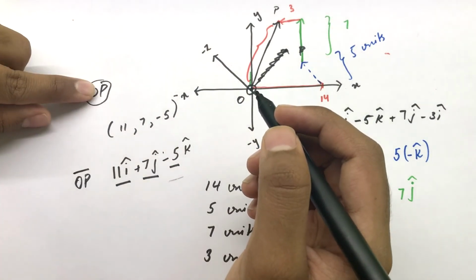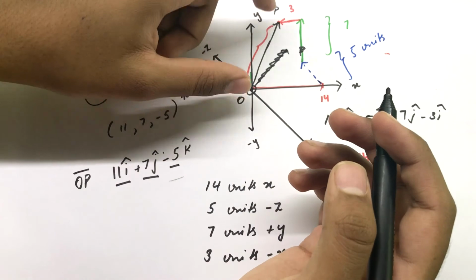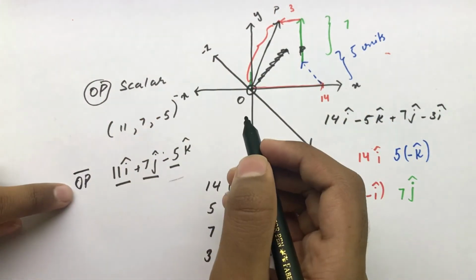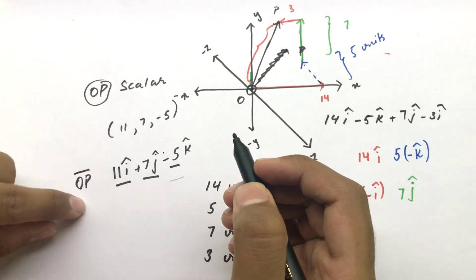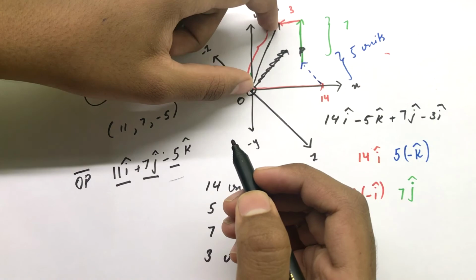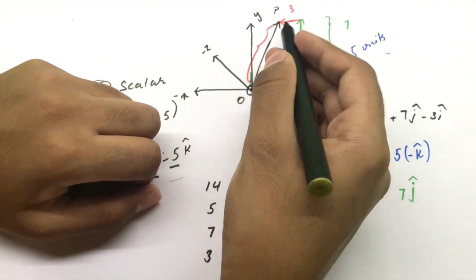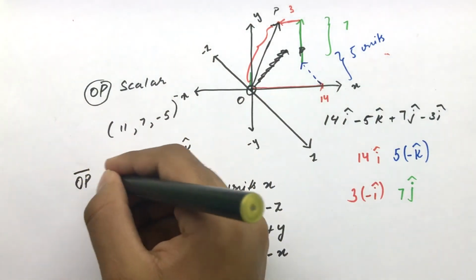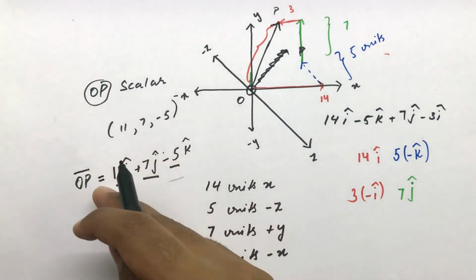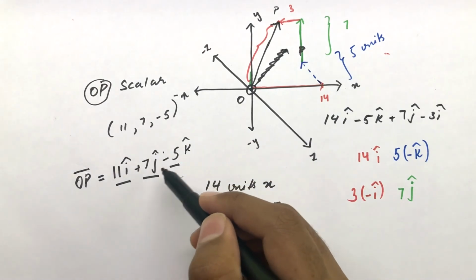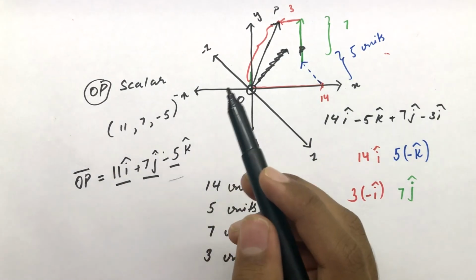So this OP is a line which will have only the length of the line OP, or this will contain only the scalar part. But the moment I say bar, OP bar, it will have the scalar part, which means it will have the magnitude, it will have the length along with direction. This arrow comes into place. So it becomes a vector. So we say OP bar equals this one, or this thing that we got. So OP bar is 11i cap plus 7j cap minus 5k cap.